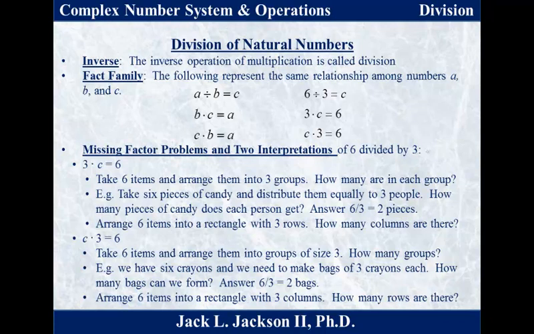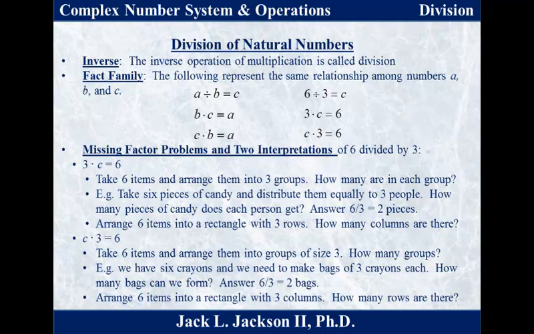The other interpretation, C times 3 equals 6, and find C. This time, again, we're starting with 6 total items. We know that. But we want to arrange them into groups of size 3. This time we know the size of the group. What we don't know is, how many groups do we have? And so that's the question we're answering.